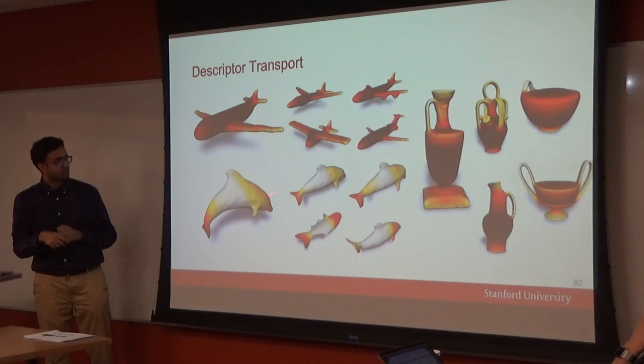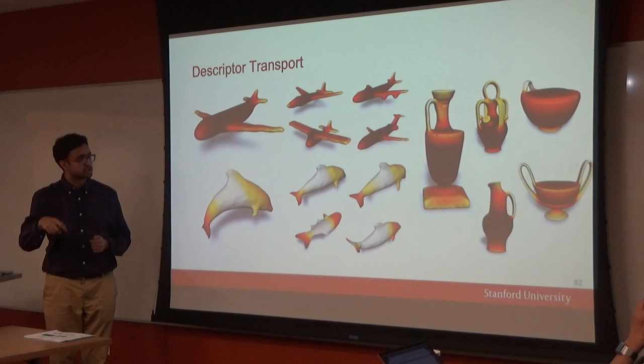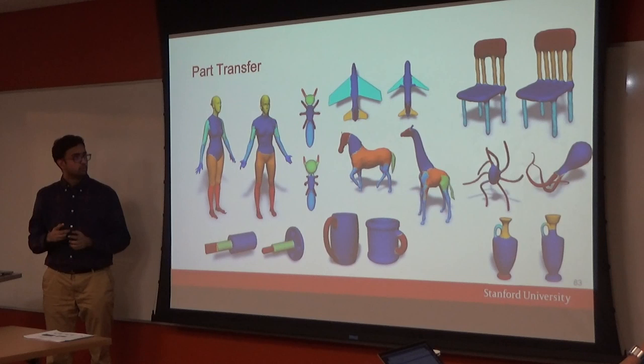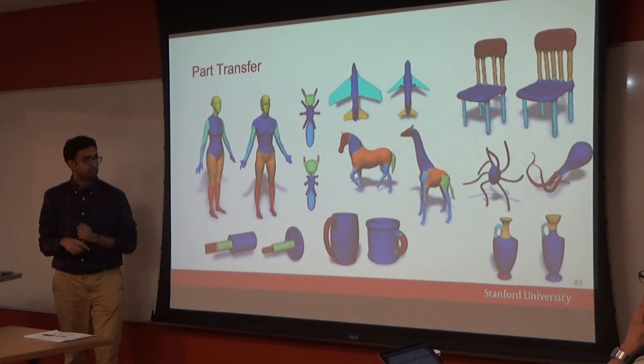In the case of vases, this is particularly interesting because each of these vases has a different number of handles. But because the geometry is common across all of these shapes, you see that this transport happens in a consistent manner. We also use this technique to transport parts from one shape to parts on another shape. Here again you see that the number of slats on the two chairs are different, or the number of tentacles on the octopi are different, but they still match in a corresponding manner.